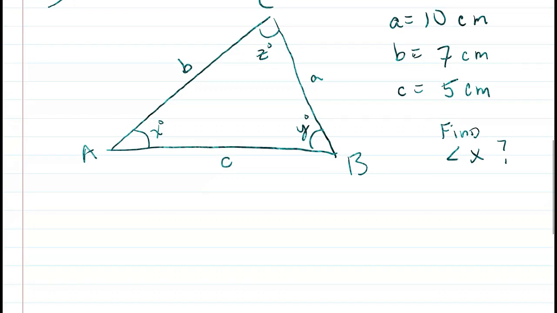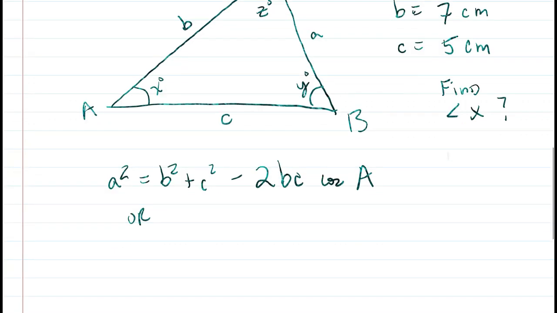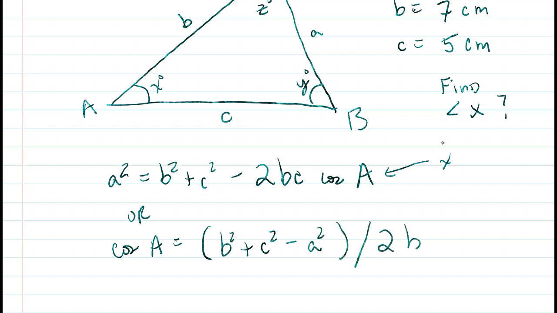Okay, let's hop right into it. Use the law of cosines. So we have a squared equals b squared plus c squared minus 2bc cosine of A, where A is X. Or we could say, let's make this the cosine of A is equal to b squared plus c squared minus a squared, that entire quantity divided by 2 times bc, right?